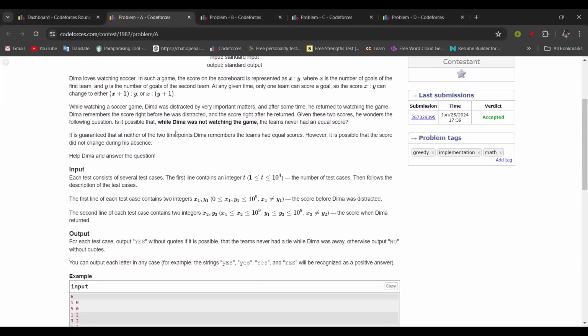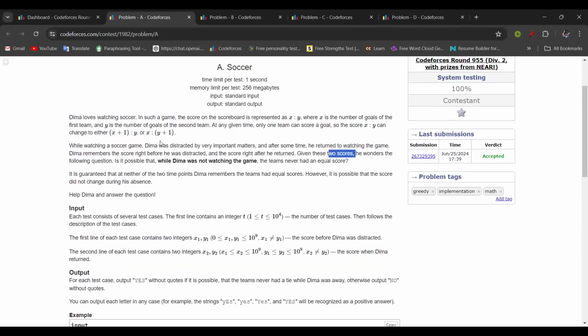While watching a soccer game, Dima was distracted. Dima remembers the score right before he was distracted and the score right after he returned. Given these two scores, he wonders the following question. You are given the scores of a soccer match at two times: before he was distracted and after he returned. Is it possible that while Dima was not watching the game, the teams never had an equal score?